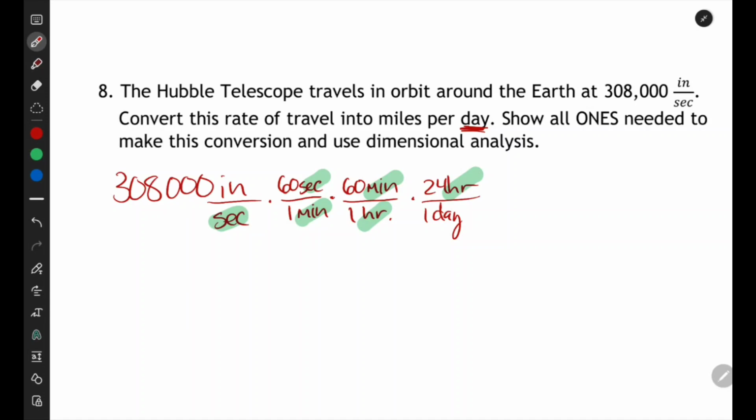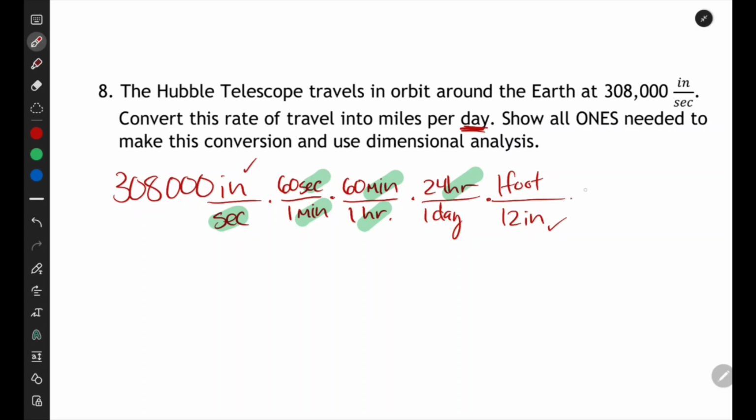And up on the whiteboard, I did have some possible ones that you may have needed if you weren't familiar with these. One of them is that in a foot, there are 12 inches. So I'm going to put 1 foot in the numerator and 12 inches in the denominator. The reason I wrote it this way and not the reciprocal is because I have inches in the numerator, and I need those inches to cancel. So I put inches in the denominator.